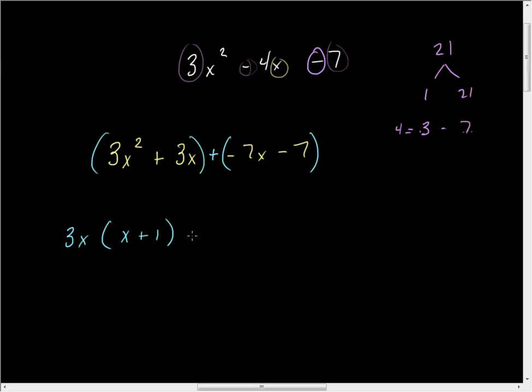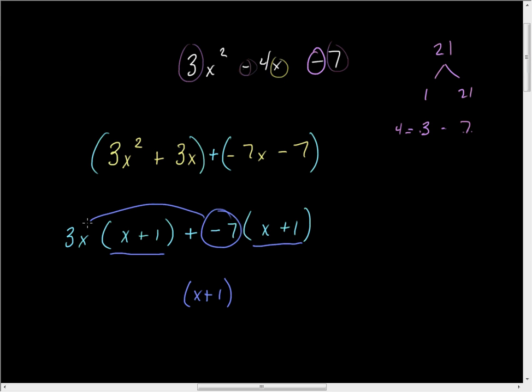Plus, now I can pull out a negative 7. Always pulling out the negative, but I can pull out a 7 right along with it. And that'll give me x plus 1. In this case, I have common factors here, so that becomes one of my factors. If I gather up the other things, that's my other factor, 3x minus 7, and you're done. You can remultiply this out to check your work.